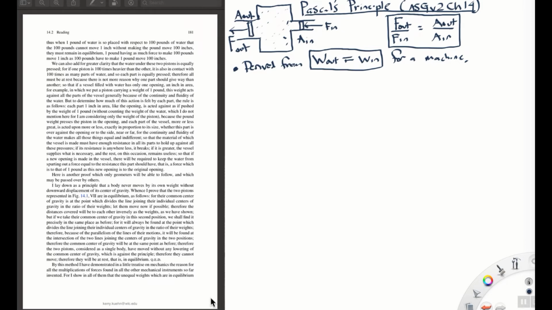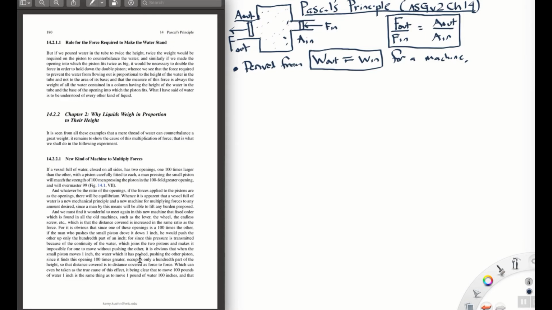This is from a student's guide, volume 2, chapter 14. Here, I'm giving you a short reminder of what we talked about in the last lecture. The idea is that a box full of fluid can be treated as a machine that obeys Pascal's principle.